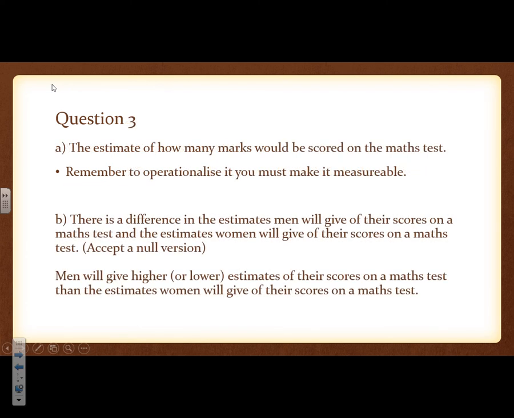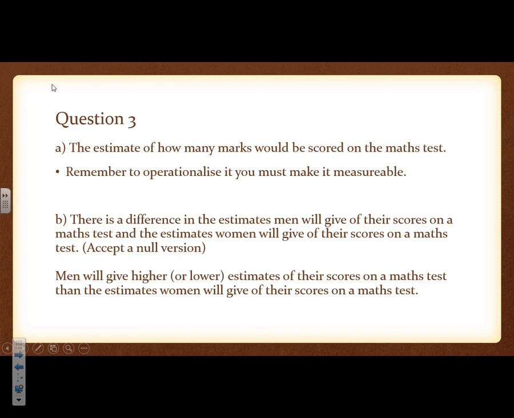Okay. The estimate of how many marks you could score from a maths test. Again, remember to operationalise it to make it measurable. So the estimate of how many marks, numbers, that's how you do it, how many marks could be scored on a maths test. So it's an estimate of how many marks. There you go. And then B, there's a difference in the estimates men will give of their scores on a maths test and the estimates women will give of their scores on a maths test. That's exactly what you want. You can also accept a null version as well.